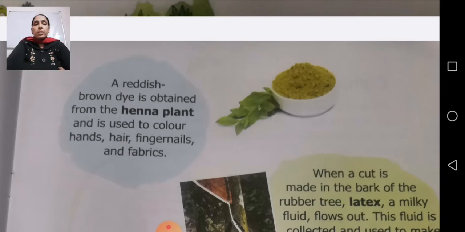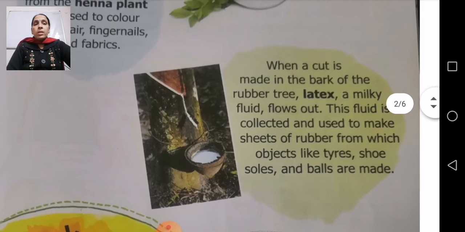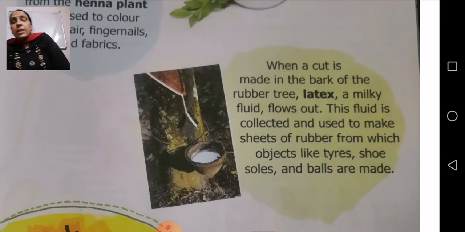Next, that is the latex or rubber plant. The rubber plant is again an important thing. When a cut is made in the bark of the rubber tree, latex, a milky fluid, flows out. Now, this fluid is collected and used to make sheets of rubber from which objects like tires, shoe soles and balls are made. So again, this rubber plant is very important, that we are getting latex from the rubber plant.